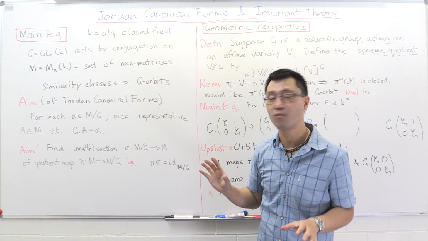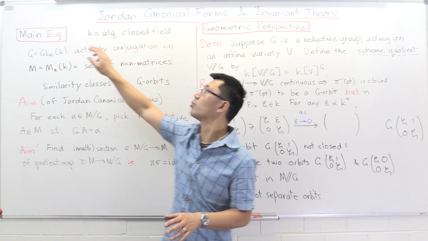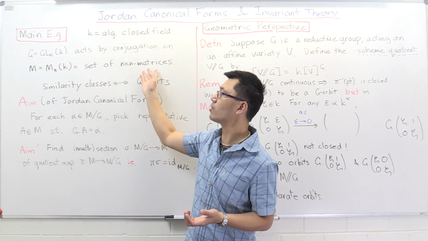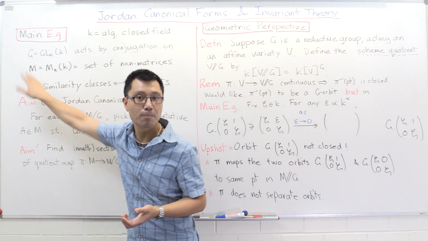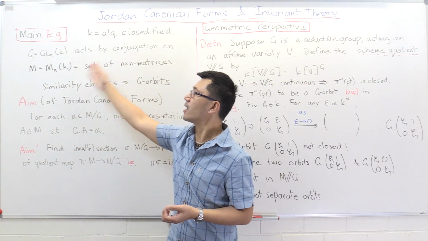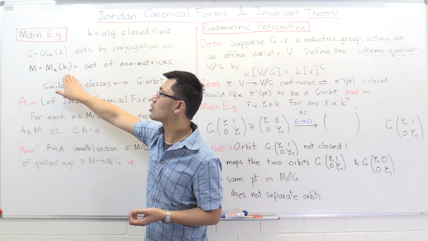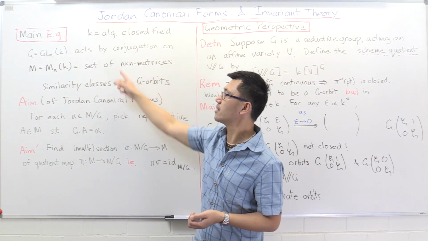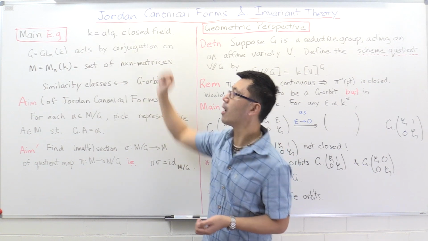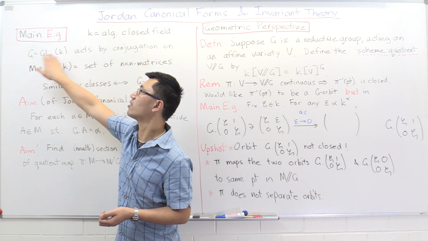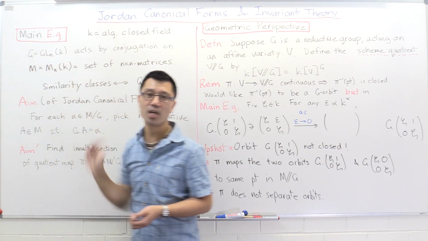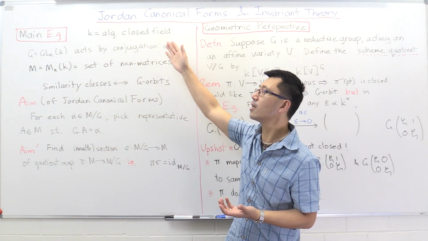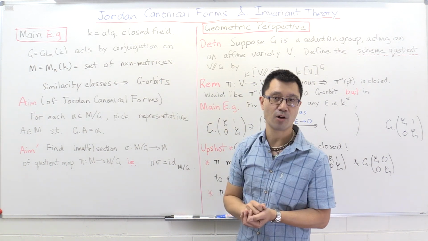When you do Jordan canonical forms, you usually work over some algebraically closed field, which I'll denote by K. So we have the set of n by n matrices, square matrices over this field K. I'll denote that set by M. As a space, it's just the same as n squared dimensional affine space. And of course, on this set of n by n matrices, we can conjugate by invertible n by n matrices. So the set of invertible n by n matrices, GL_n(K), that's G, acts by conjugation on M. So we are in the situation of a group acting on an affine variety here.